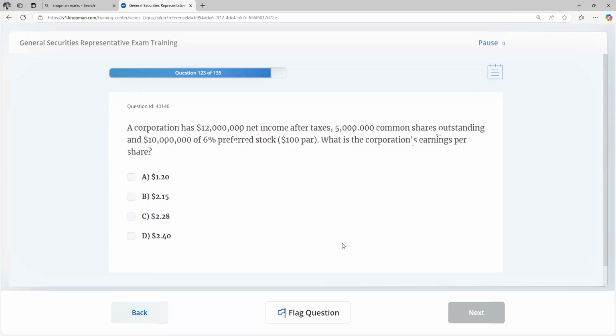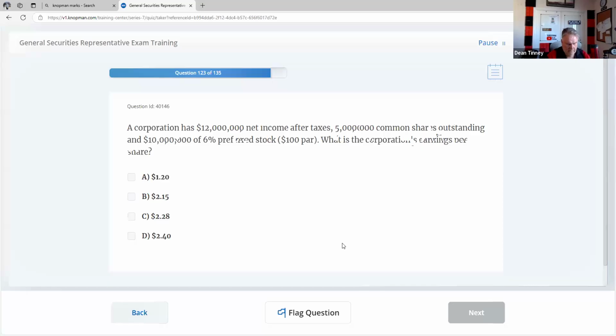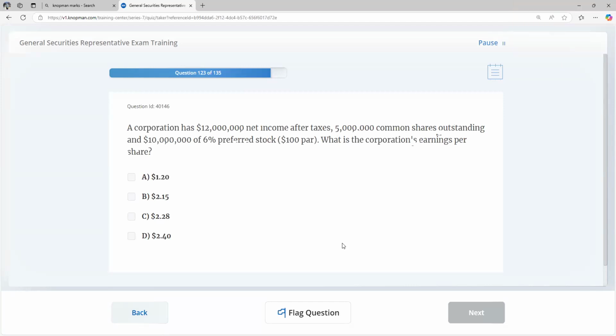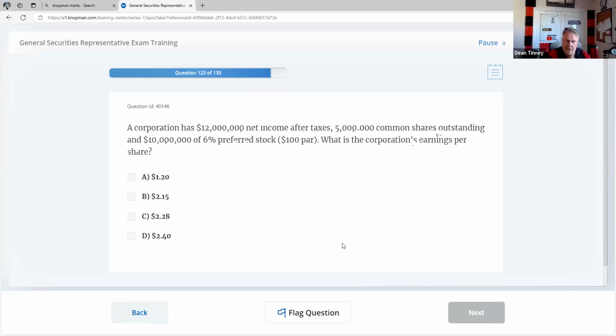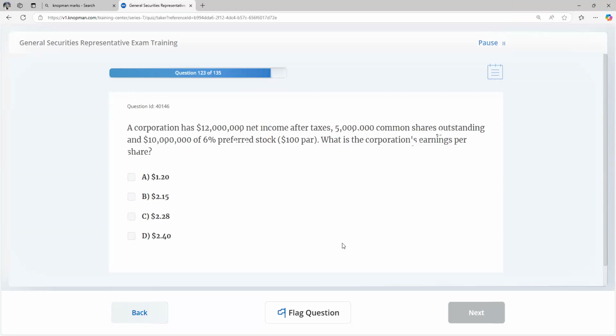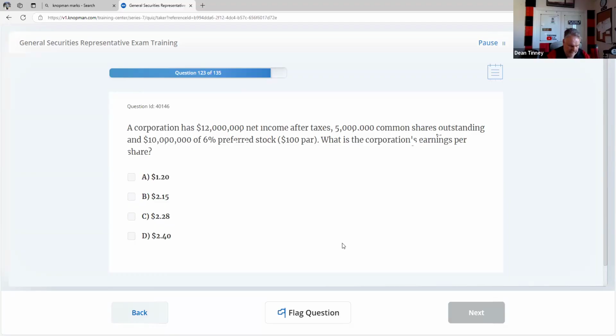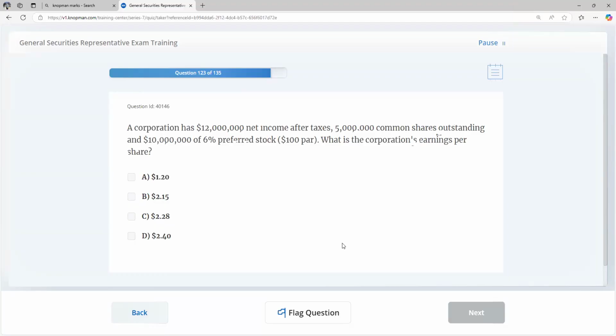Is it 2.4? I'm taking 12 million, hold on, and I'm minusing 600,000. What did I get? 11.4, right? So how did I get that? I took the 12 million net income and then I took 6% on the preferred. We have to pay our preferred stockholder, right? So now we're paying them 600,000, so now I got 11.4. I'm going to divide by the 5 million shares outstanding. 2.28. Yeah, that's what I get.